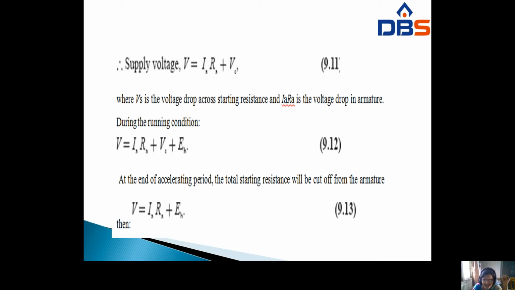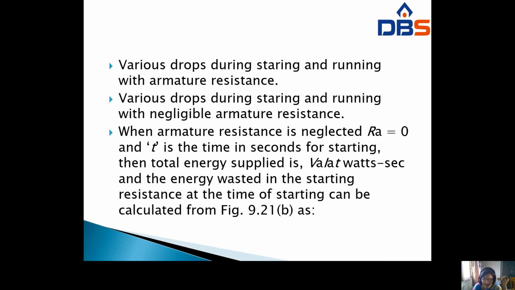So finally the supply voltage V equals IaRa plus EB. IaRa is nothing but the voltage drop in the armature, and EB is nothing but the back EMF developed. See, at the end of the accelerating period, the total starting resistance will be cut off from the armature. That's why Vs value will be 0.